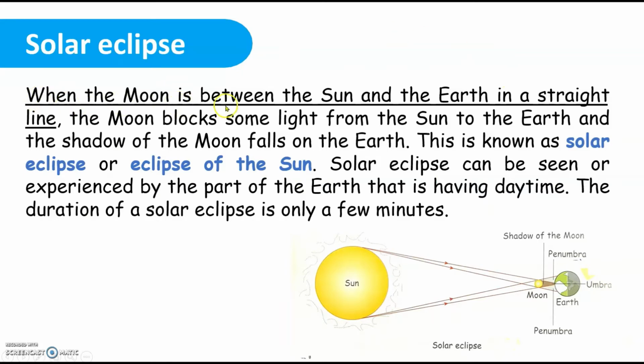When the moon is between the sun and the earth in a straight line, the moon blocks some light from the sun to the earth, and the shadow of the moon falls on the earth. This is known as solar eclipse or eclipse of the sun. Solar eclipse can be seen or experienced by the part of the earth that is having daytime. The duration of a solar eclipse is only a few minutes.